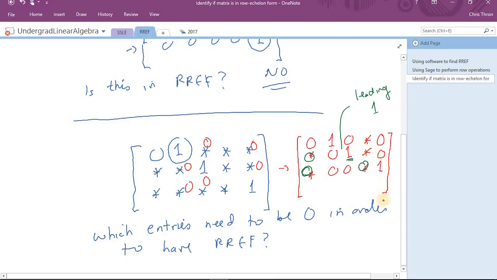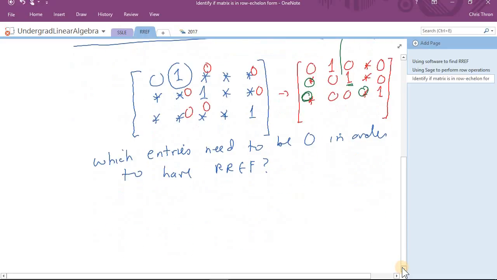Now, I should mention that this is one alternative answer. There's another alternative answer. So this is alternative 1. The other alternative answer is I've assumed that this is a pivot column, but this one could also be a pivot column. So let's do an alternative answer, and this alternative answer will say that the fourth column is a pivot column.